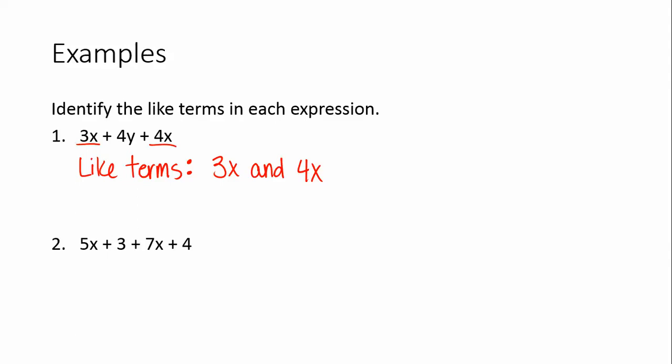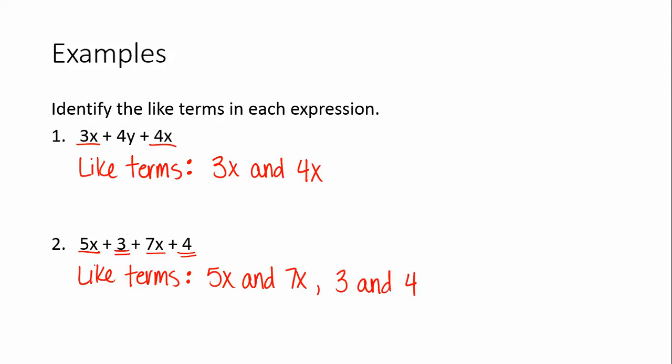For number 2, we have 2 terms that have x's. So like terms, 5x and 7x. But then we also have constants. So we have 2 constants. I'll underline them twice, the 3 and the 4. So also 3 and 4. Those are also like terms. Notice that I use a comma to separate them because I don't want to get confused that 5x, 7x, 3 and 4 are all like terms together because they're not.